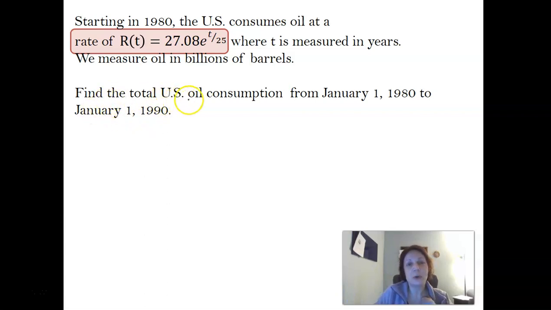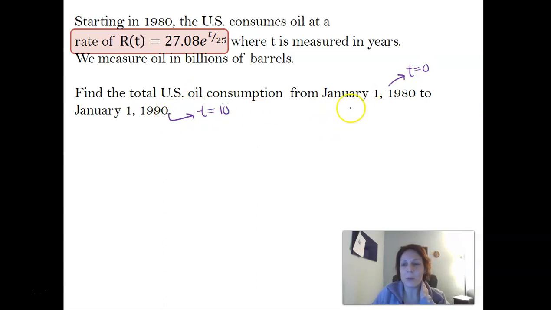It says find the total U.S. oil consumption from January 1st, 1980 to January 1st, 1990. Okay, so over a 10-year period. So if we call this T equals 0, then this will be T equals 10.